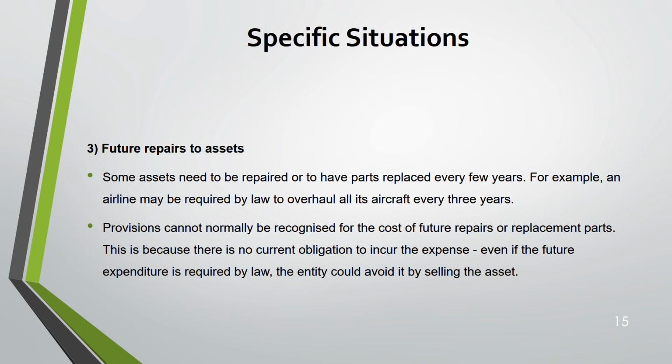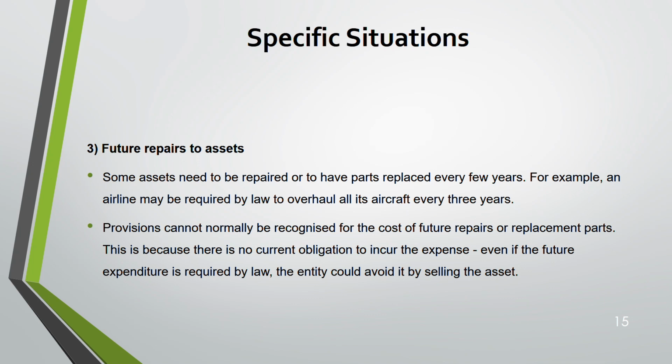Even if the future expenditure is required by law, you might ask me why. Because you require it in the future, right? Even if the future expenditure is required by law, remember, the entity could avoid it by selling that asset. You could sell the airline and not incur that cost. So you don't have an obligation to incur that cost. If you don't have that airline, you will not incur the cost. You see, you can avoid. Therefore, you do not recognize provision. So you do not recognize provision when it is future operating losses, the first situation, and this third situation, future repair to assets. You recognize provision for the second, onerous contract.